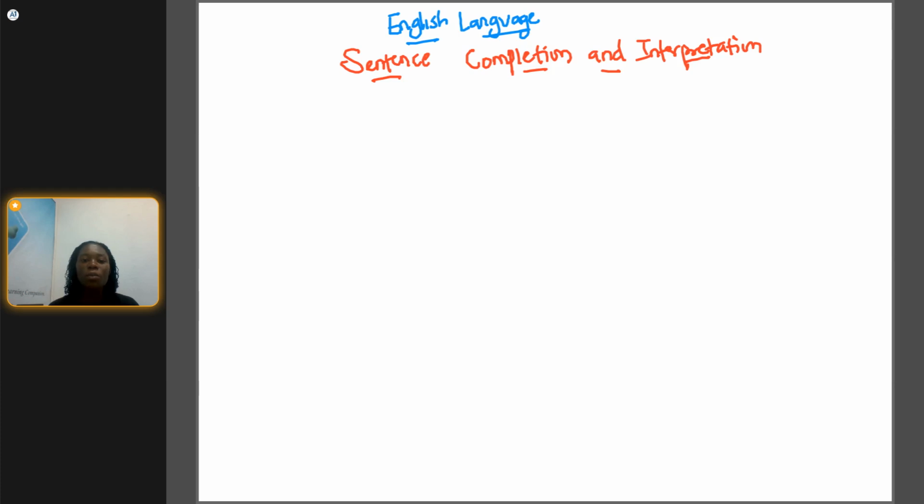Now, before you can complete a sentence, you must be able to interpret that sentence to put in the appropriate option. That is what we are looking at under this topic. A sentence is a group of words that make sense. Completion is like completing something; it means that something is incomplete and there's a need for completion. Interpretation means there is a need to break down some words for you to understand what to do with it.